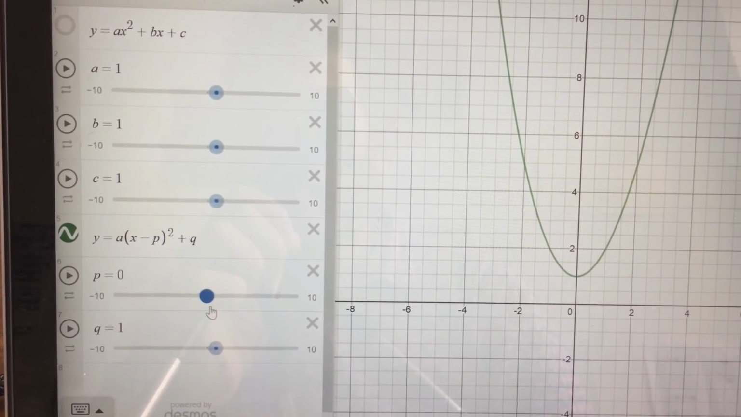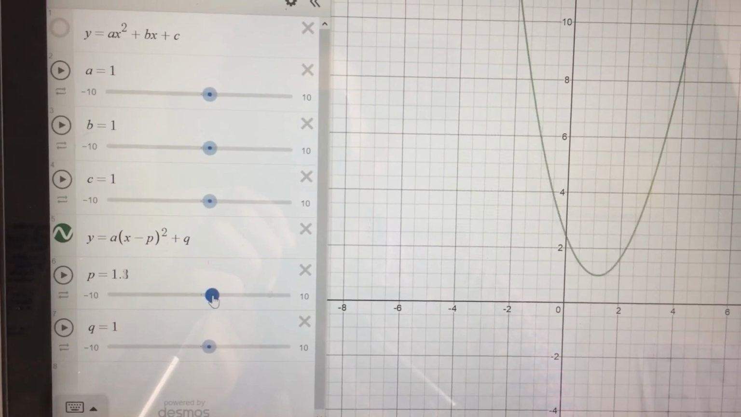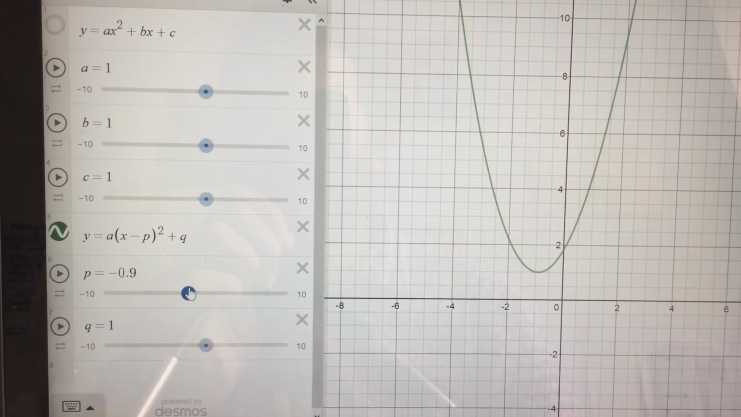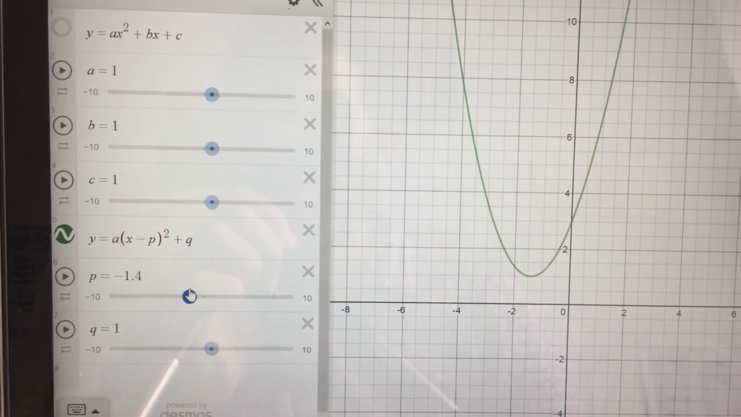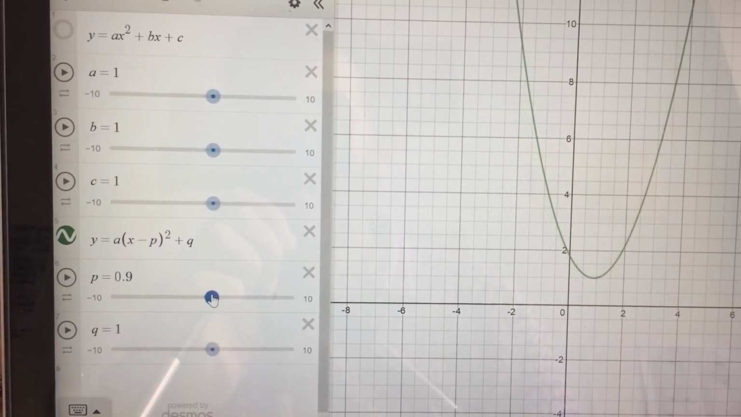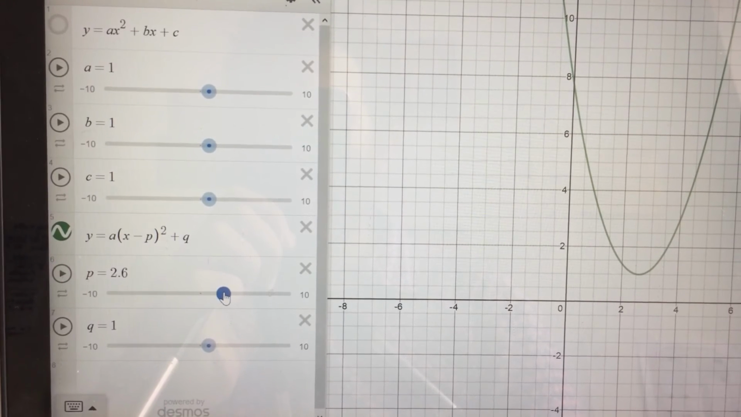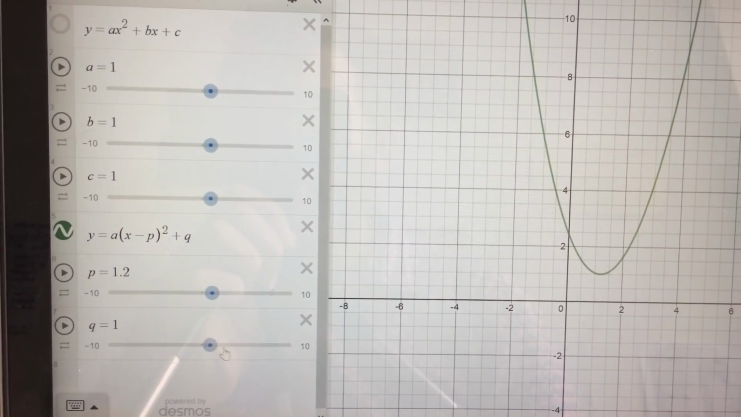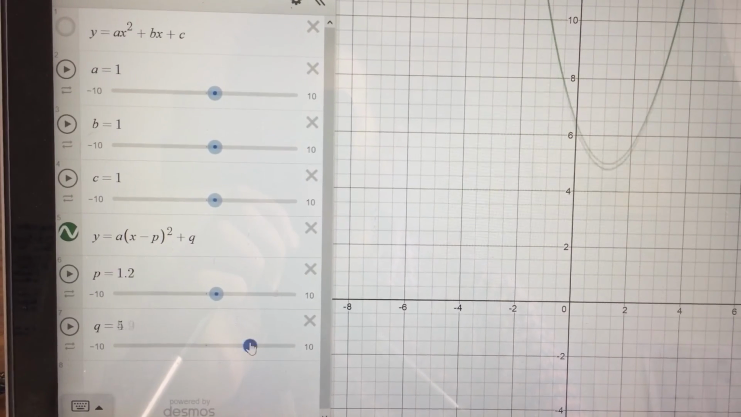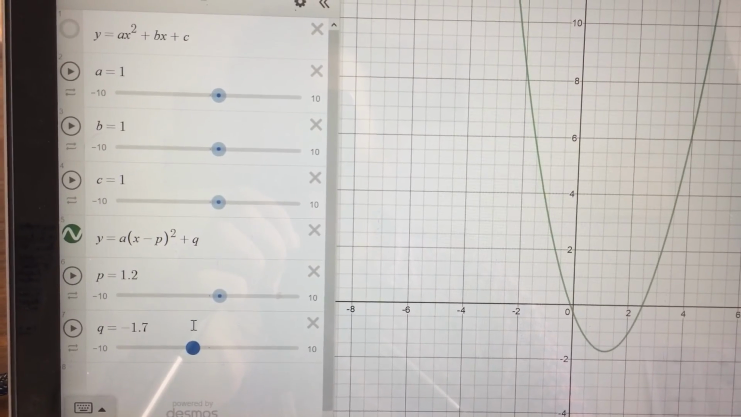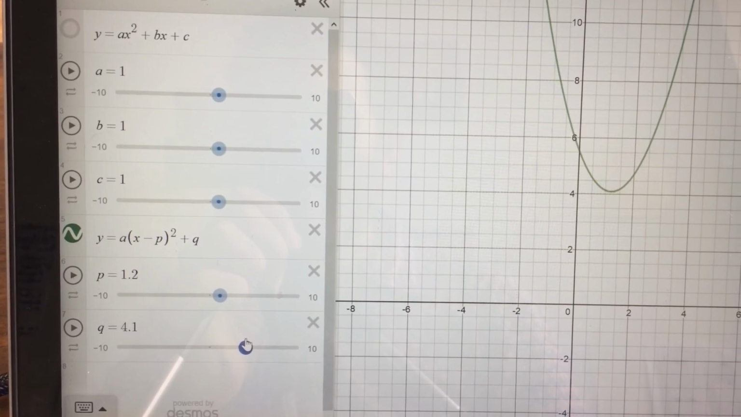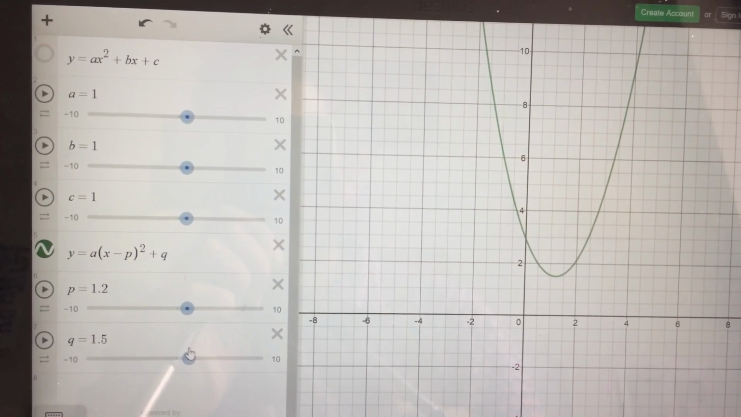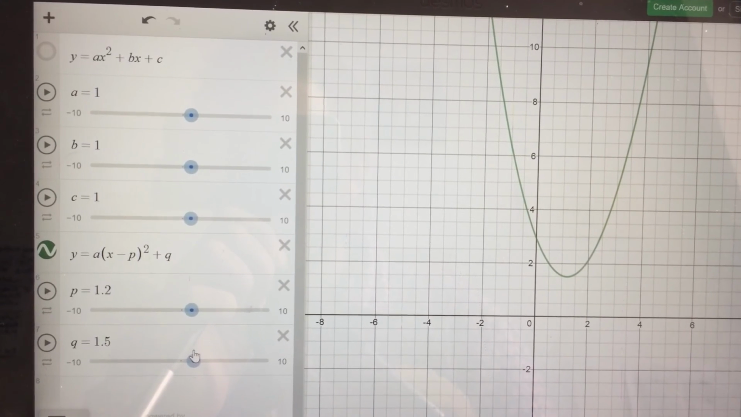Okay, but watch, as we increase p, it moves to the right, and as we decrease p, it moves to the left. So p changes the axis of symmetry along the x-axis there, and then q, just like c in the previous one, is moving the graph up or down. So there we go. That's just another example of how we can use Desmos for investigations and graphs.